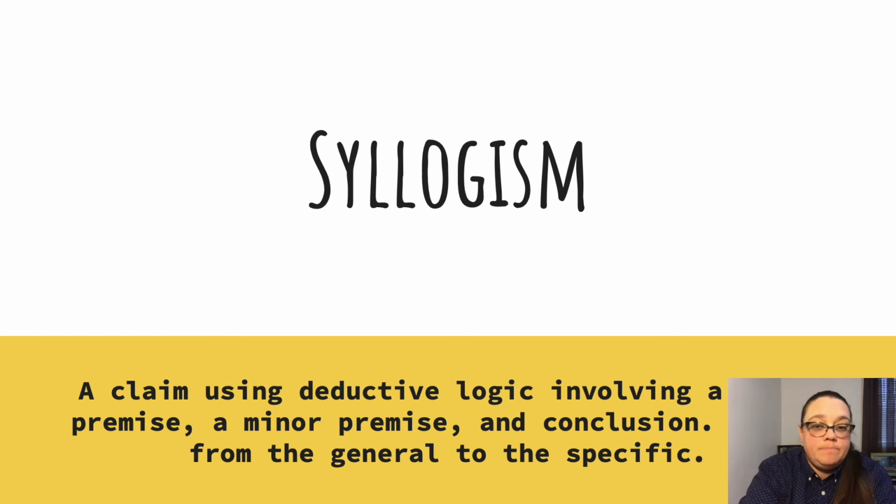A syllogism. A syllogism is a claim using deductive logic involving a major premise, a minor premise, and a conclusion. This goes from the general to the specific. So an example of this could be nuclear power plants generate dangerous nuclear waste. The new power plant that they're planning to build in our community is a nuclear power plant. So the new power plant will be dangerous.